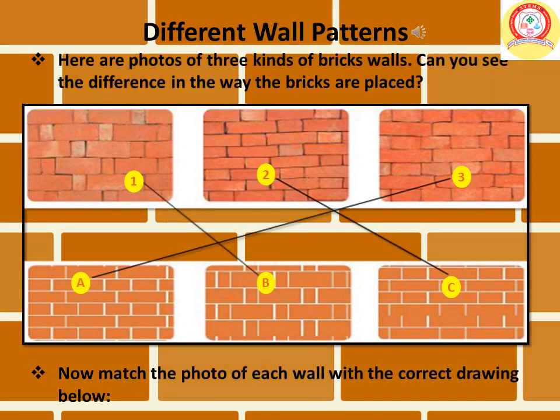Now you have to match the photo of each wall with the correct drawing. So we can see the first pattern matches with B, the second pattern matches with C, and the third pattern matches with A.